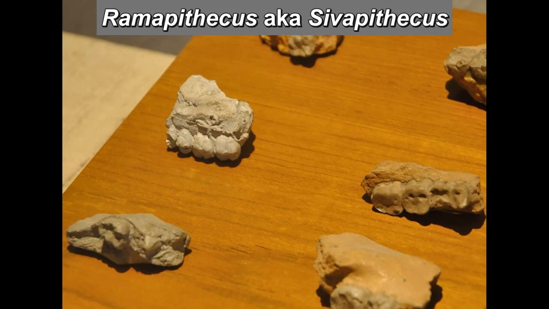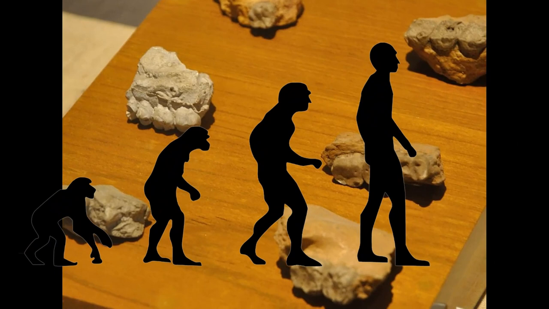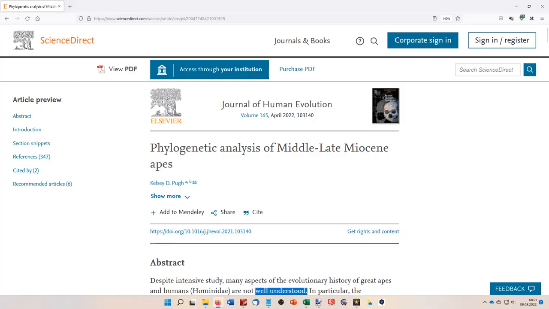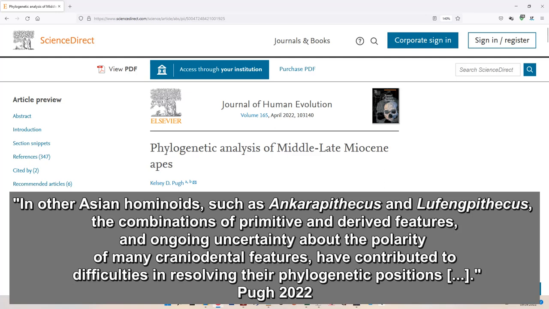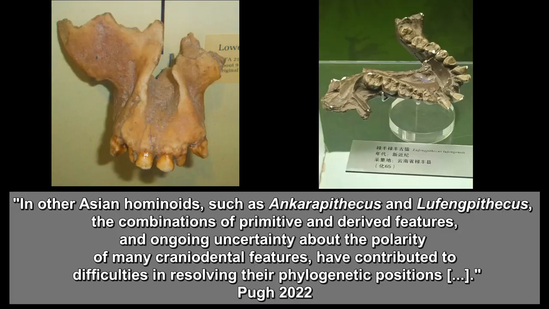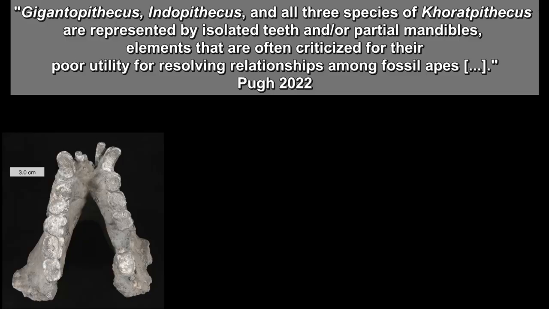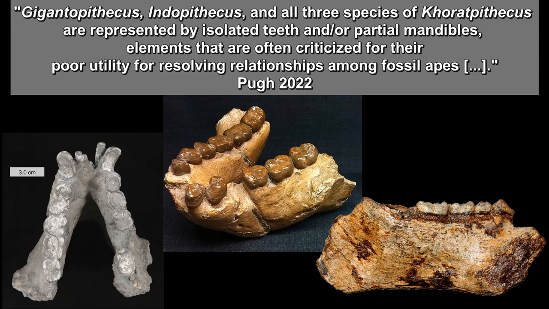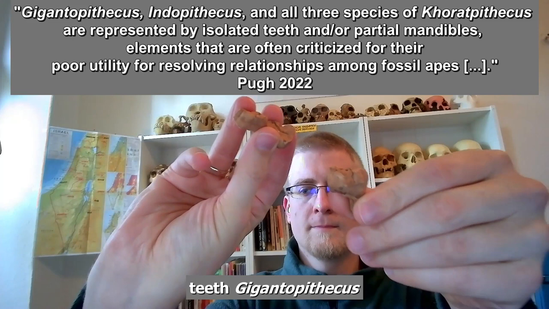Ramapithecus was considered in former times a so-called prehuman due to many characteristics. But then these features turned out to be misinterpretations, as Hartwig Scherer has demonstrated. Pugh, in turn, stated that the combination of primitive and derived, that is, advanced, features has led to ongoing uncertainty about the phylogenetic, that is, evolutionary, position of Ankarapithecus and Lufengpithecus. So few fossils of Gigantopithecus, Indopithecus, and Khoratpithecus are known, namely, individual teeth and jaw fragments, that resolving assignment criteria are of poor utility, as Pugh writes.